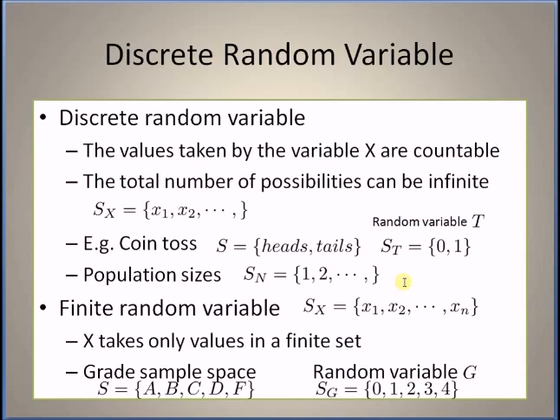For example, consider the grades a student gets in a class. The possible grades are A, B, C, D, F, that is, the sample space S has 5 possibilities: A, B, C, D and F. And sometimes numerical values are assigned to the outcomes in the sample space. For example, we can denote this random variable as G, which takes values from the set Sg with values from 0 to 4, where 0 corresponds to F and 4 corresponds to A, respectively.